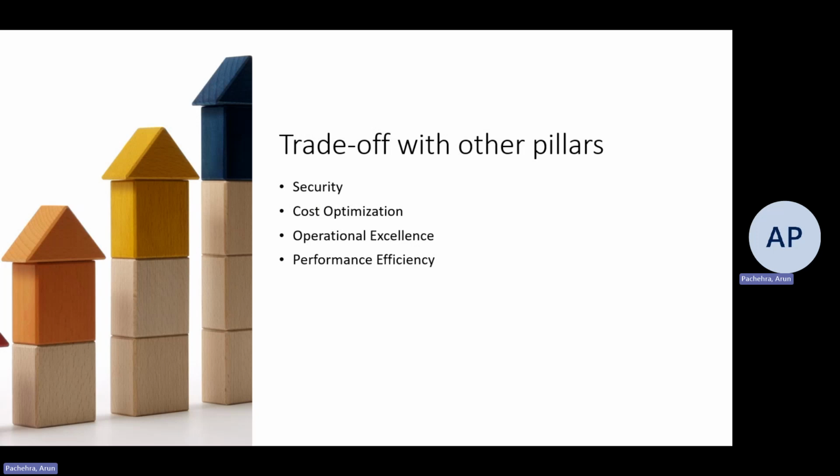Let's take an example. A cloud-based file storage service uses multiple data replicas across regions for reliability. While this ensures data availability in case of regional outages, it also increases the number of endpoints that need to be secured, raising the complexity of the security model.